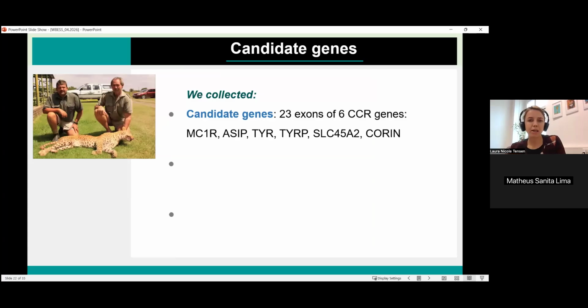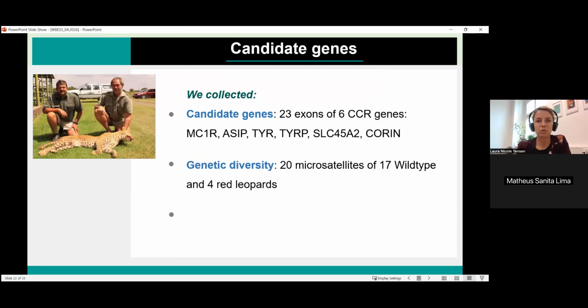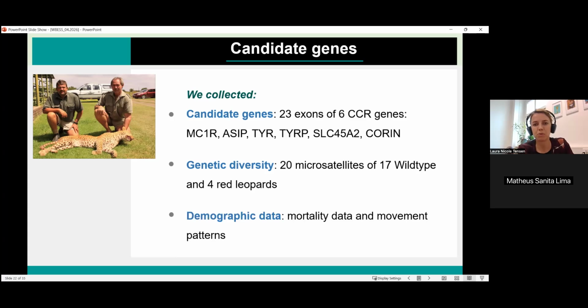For the first study, we were interested to find what causes this color variant, what makes the red leopard look the way it does. For this, we first turned to Sanger sequencing. We selected 6 coat color-related genes that we know relate to color morphs in different large carnivores and other cats, and we sequenced 23 exons. We also wanted to look at genetic diversity, so we genotyped 20 microsatellites of 17 wild-type leopards and our 4 red leopards. We wanted to combine this with some demographic data, so we had some local mortality data, as well as some movement patterns through radio collars.